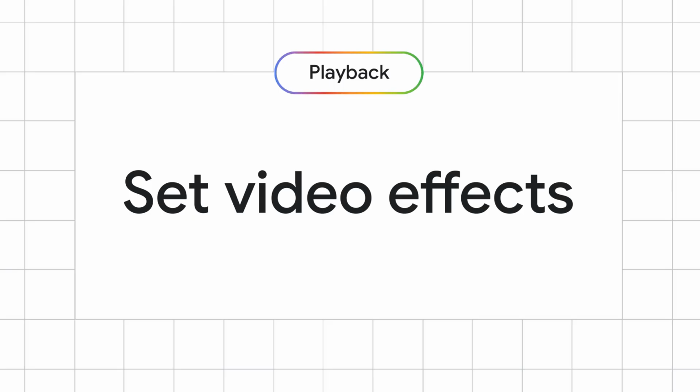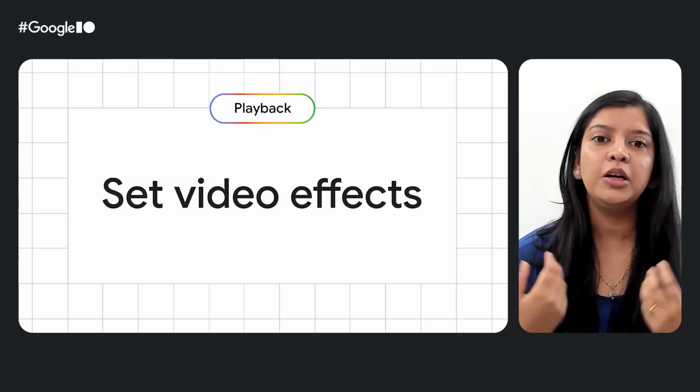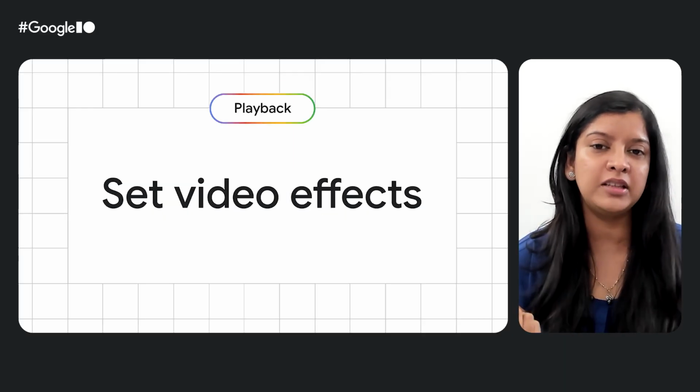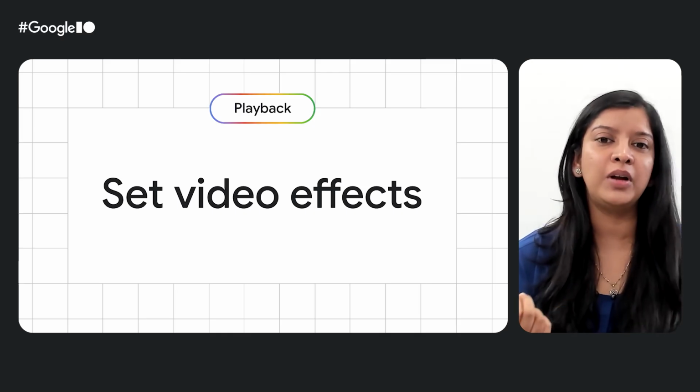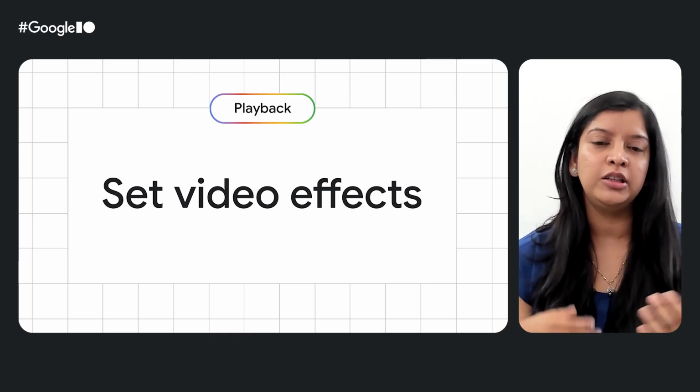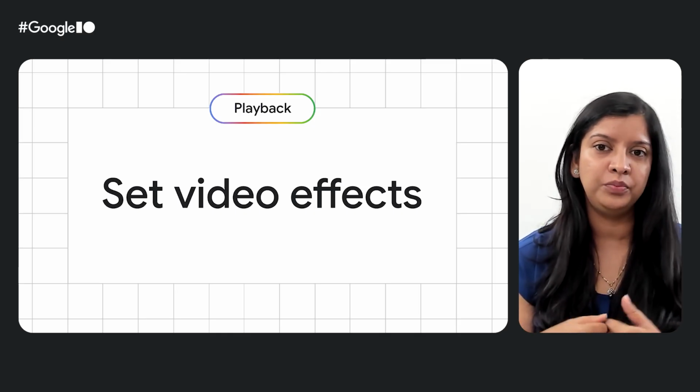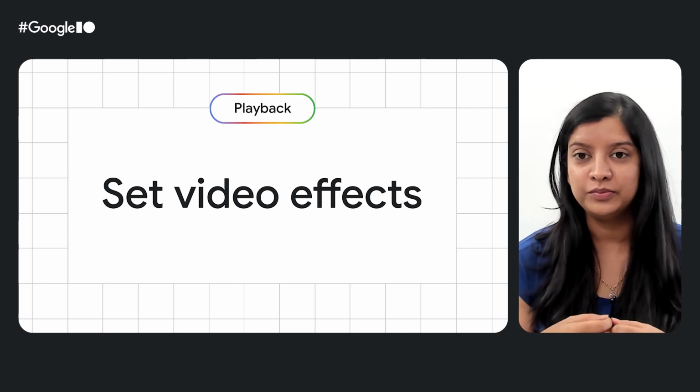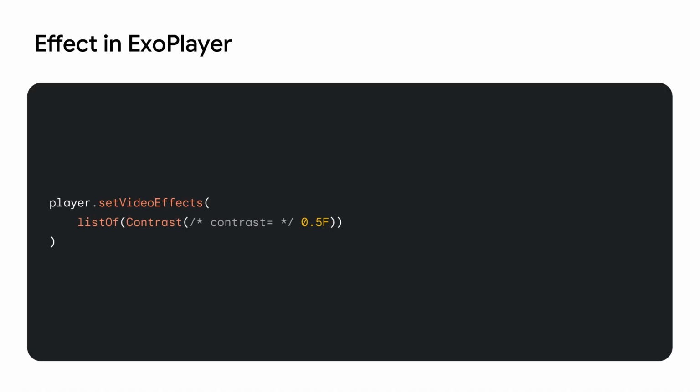ExoPlayer's capabilities extend even further. We are very excited to share that you can directly set effects within ExoPlayer itself. It provides you with a setVideoEffects API, a method for applying real-time playback effects, usually on the entire video. How awesome is that? You apply these effects to an ExoPlayer instance using the setVideoEffects API method, passing a list of effect objects.